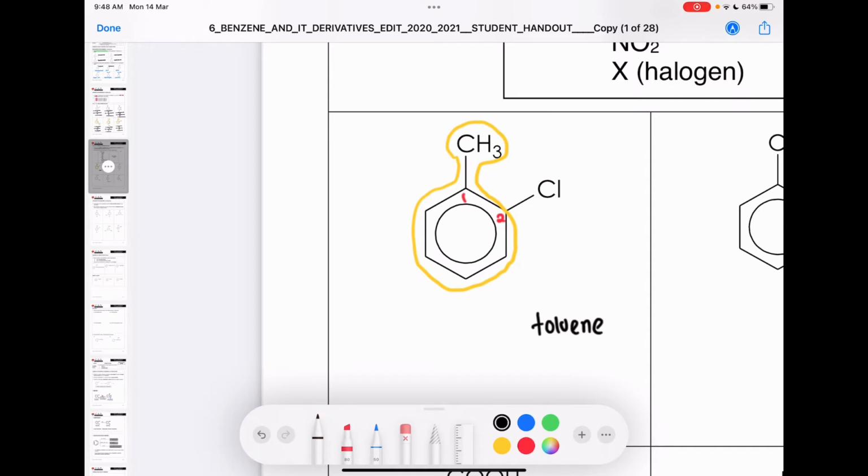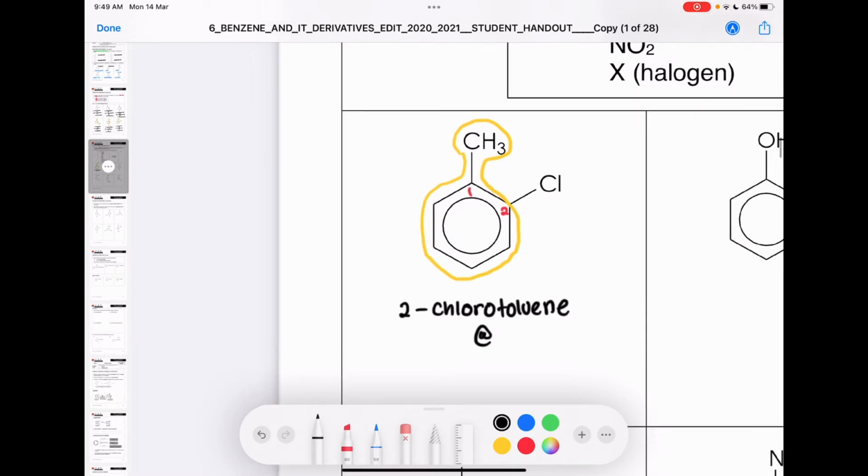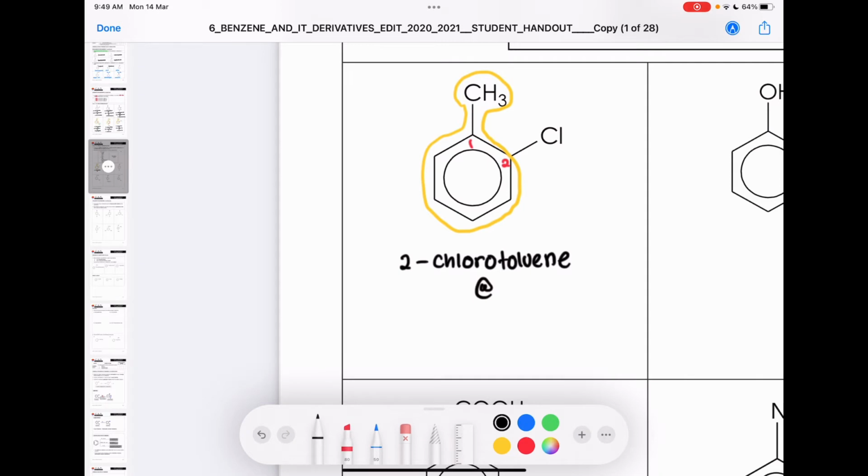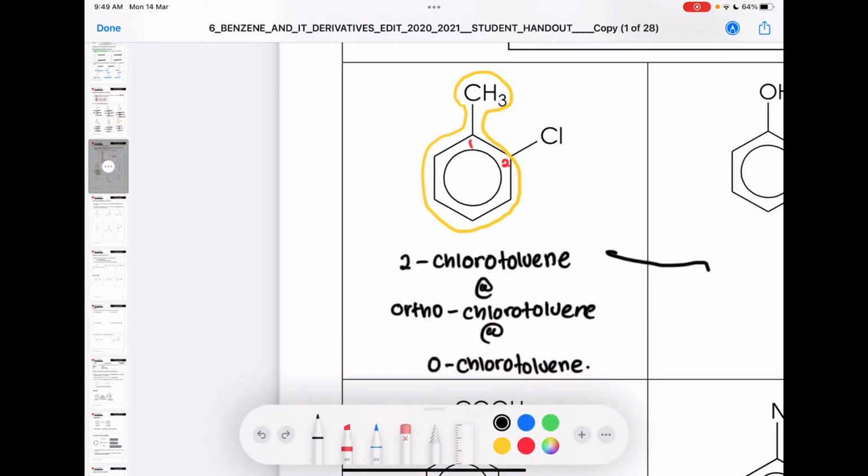So we are going to name it as 2-chlorotoluene. Okay, 2-chlorotoluene. Or if it's 1,2, we are going to name it as ortho-chlorotoluene or o-chlorotoluene. Okay, this one. Oops, sorry.